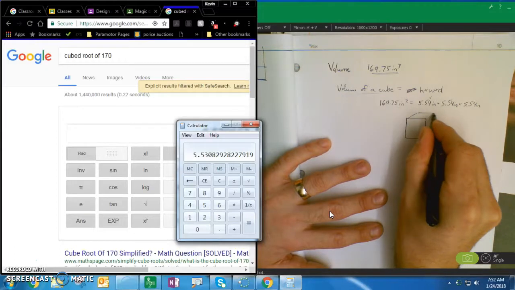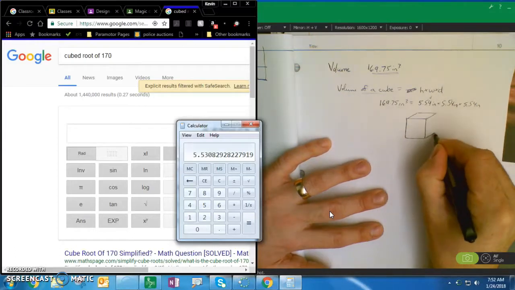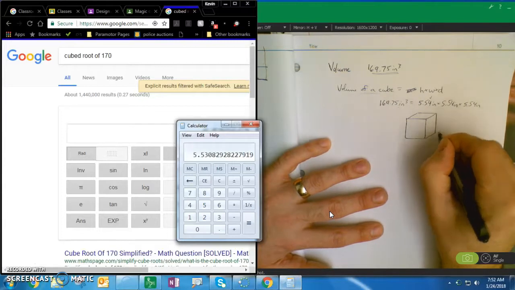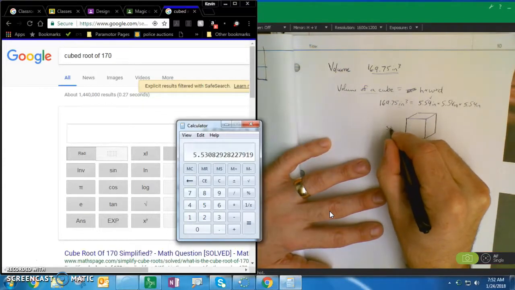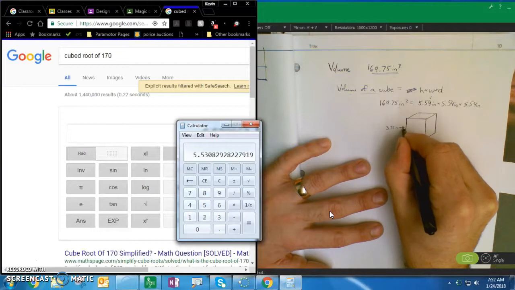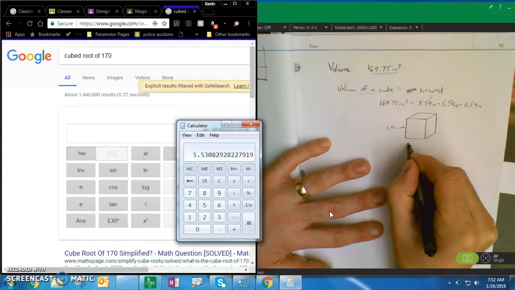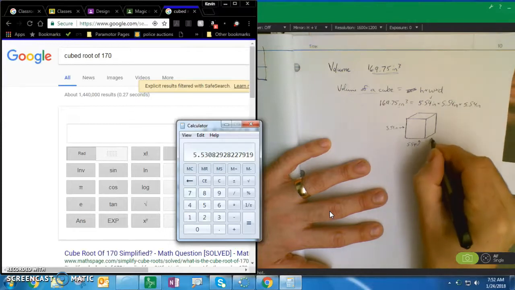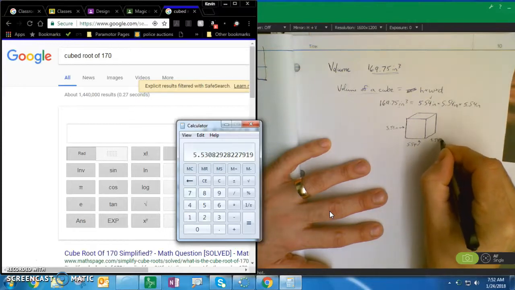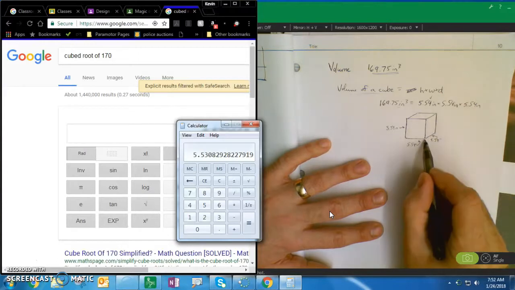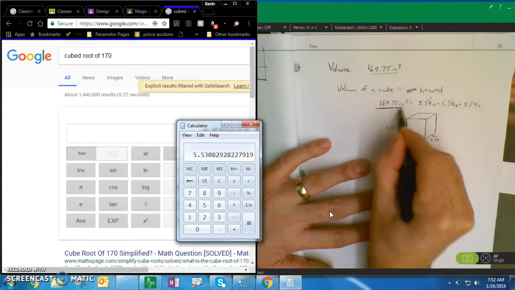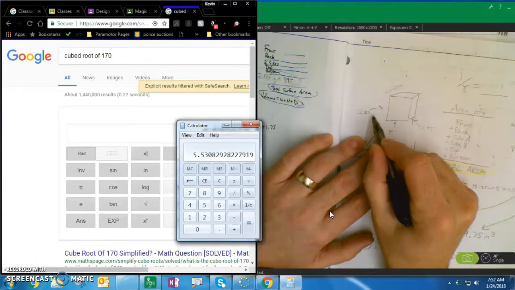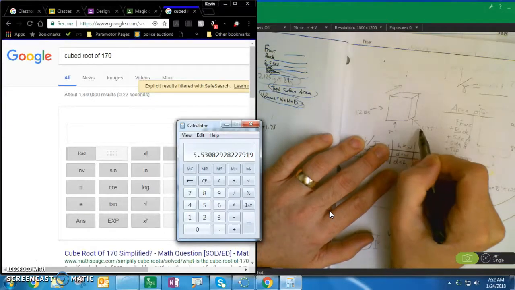Here's my cube. If I were to build a cube that was 5.54 inches tall, 5.54 inches wide, and 5.54 inches deep, it would be the same volume as my cereal box. That's 12.125, 8 inches, and 1.75.